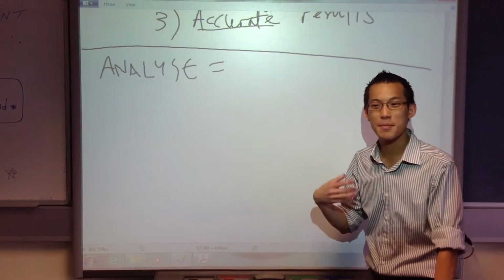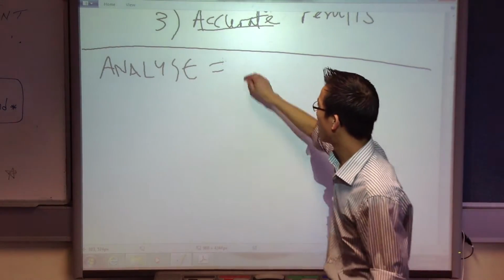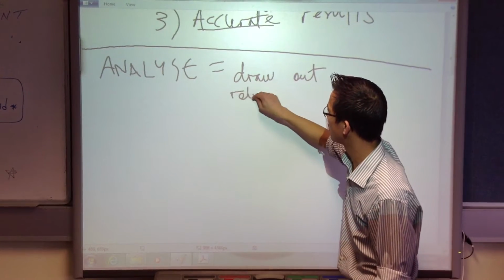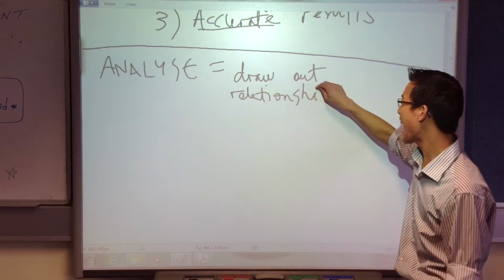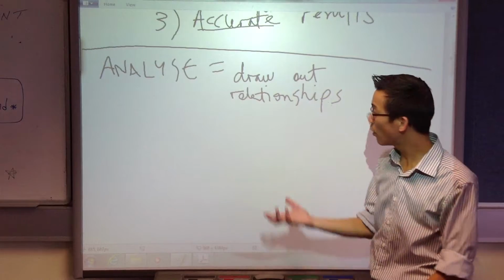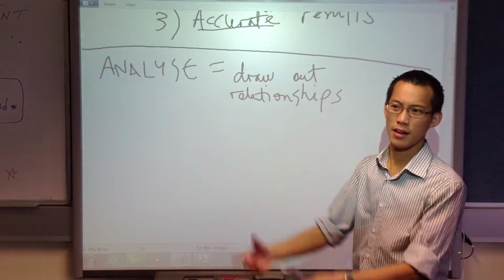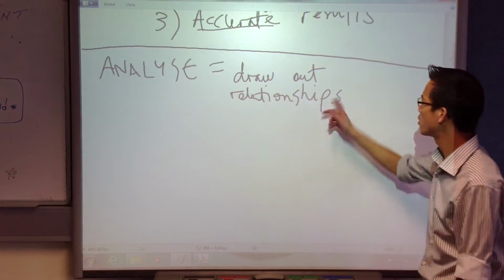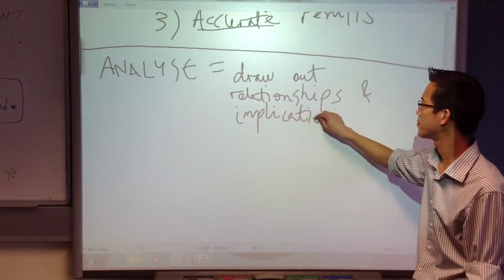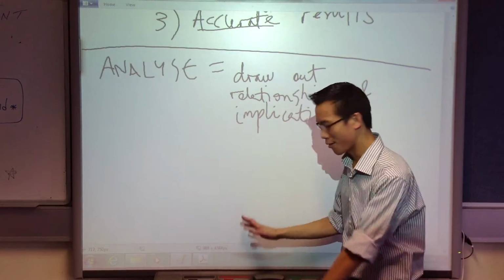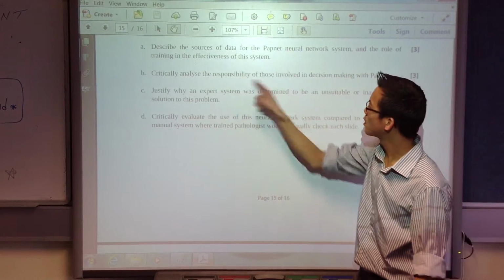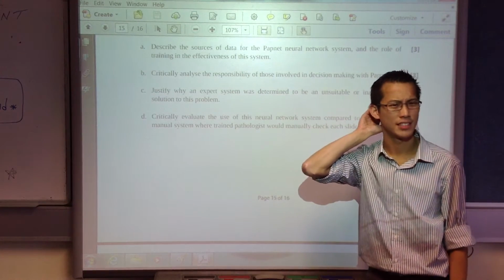Analyze means to draw out relationships and implications. Draw out relationships and implications. So you can see actually, even though it's HSC analyze and not IPT analyze, they're not that different. You want to get some meaning out of something which is kind of raw data. So draw out relationships and implications. Right, now, relationships and implications about what? About the responsibility of those involved in decision making.